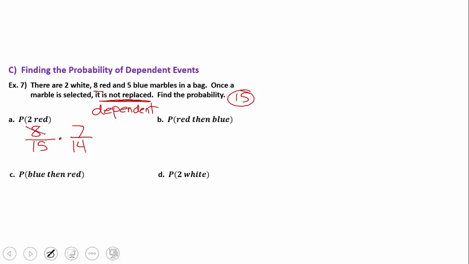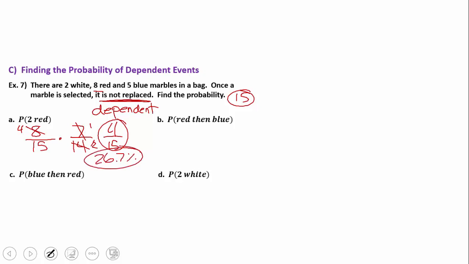Now I can simplify. 7 goes into 14, and then 2 goes into 8, 4. All right, there we go. And now we get 4 over 15. And when you divide 4 by 15, you get 26.7%.